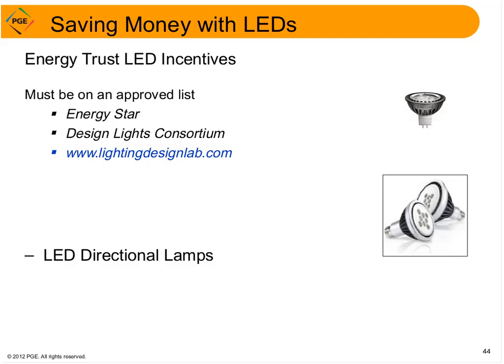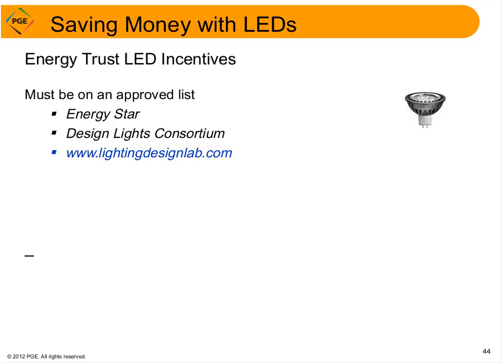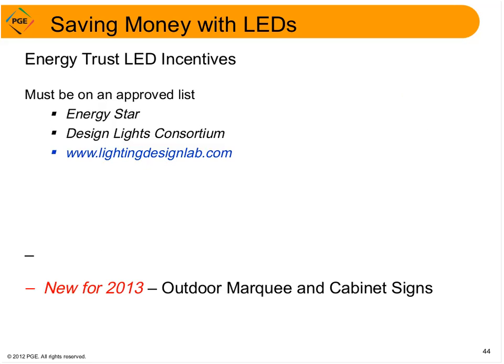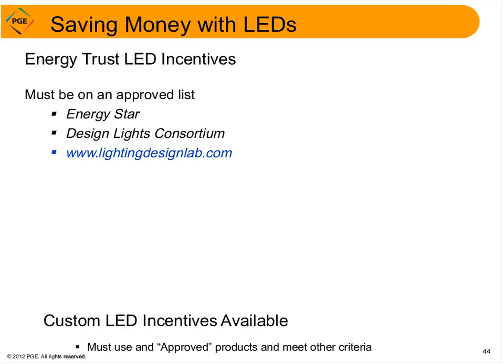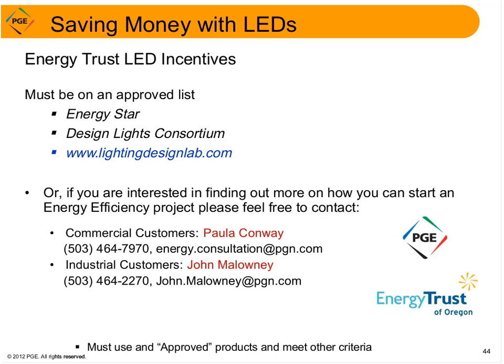As we mentioned earlier, one of the best LED upgrade options right now is LED directional lamps, and you can get $15 to $25 per lamp for these. A new incentive for 2013 is for outdoor marquee and cabinet signs, and you can get $5 per linear foot of lamp length. Keep in mind that there are always custom incentives for LEDs or other light sources as well that are not on the prescriptive list. However, you must use an approved product and meet all other program criteria if you're going to choose LED, and you can get up to 35% of the installed cost.